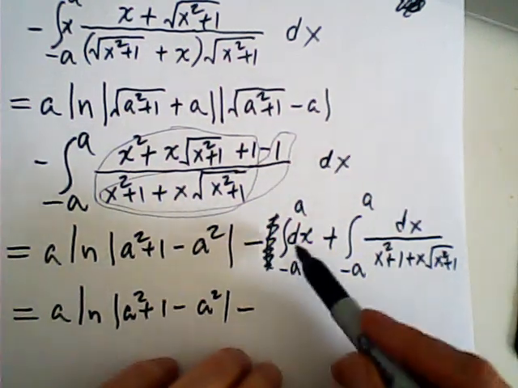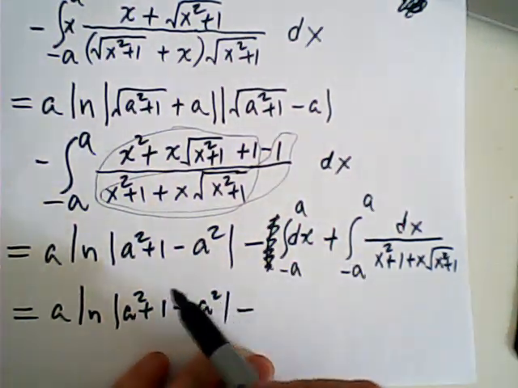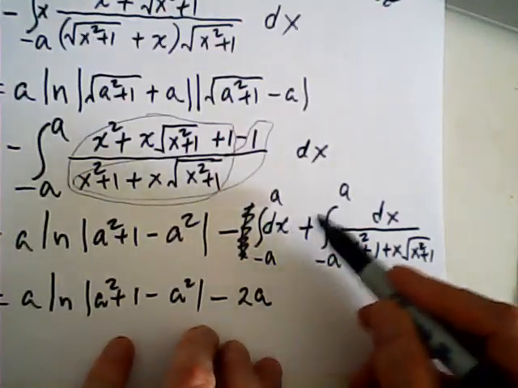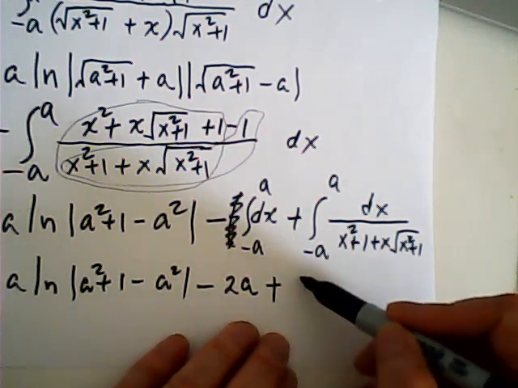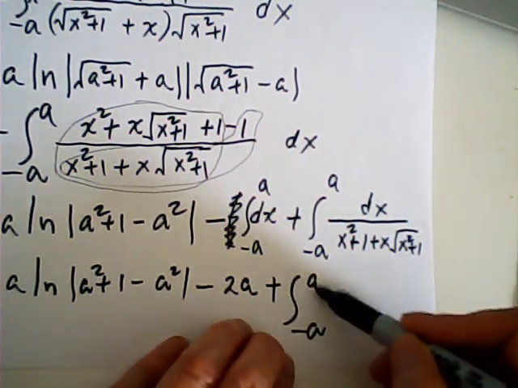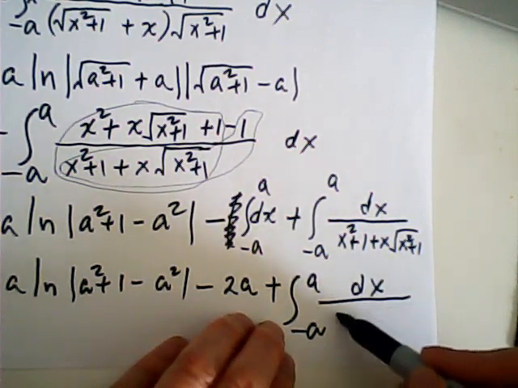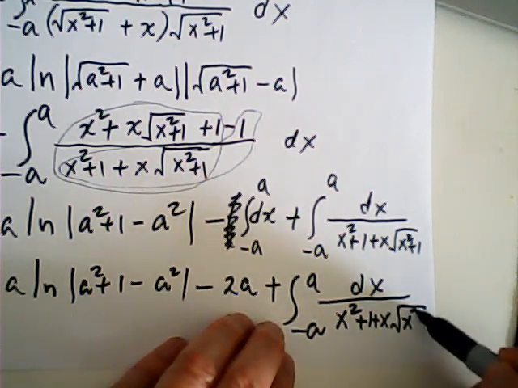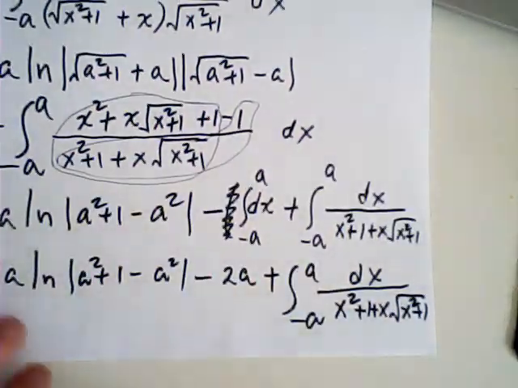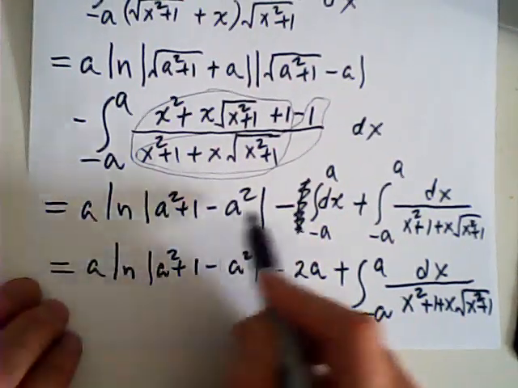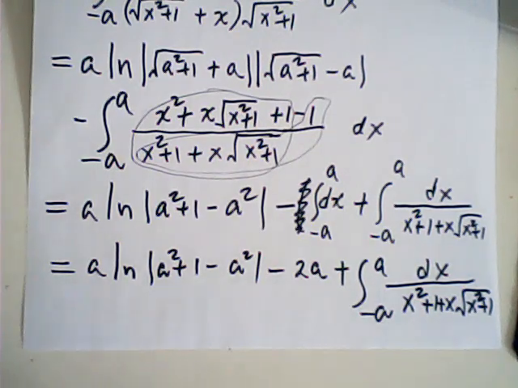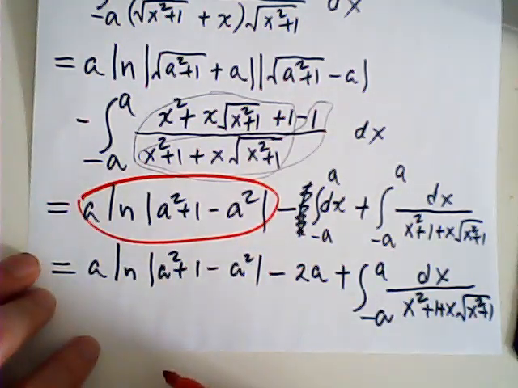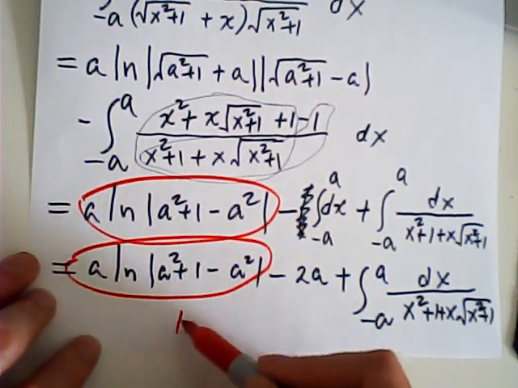Yeah, this one is 2a, right? A minus a is 2a, plus the integral from minus a to a of dx, plus the log of x plus the square root of x squared plus 1. Okay, so this is 0. This is 0. This is 0, because log 1 is 0, right?